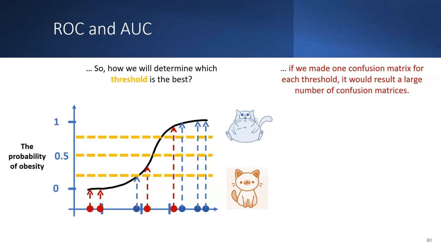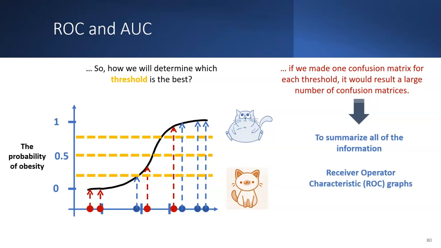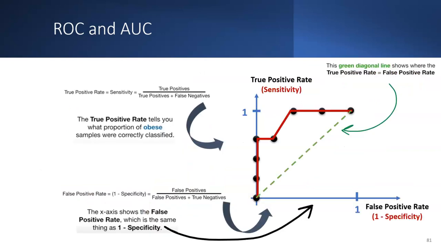If you made one confusion matrix for each threshold, it will result in a large number of confusion matrices. To summarize all of the information, there is a concept we already discussed, ROC, the receiver operating characteristics graph. This graph is very interesting and gives you a lot of information. There is an area being made, which we call AUC, area under the curve.